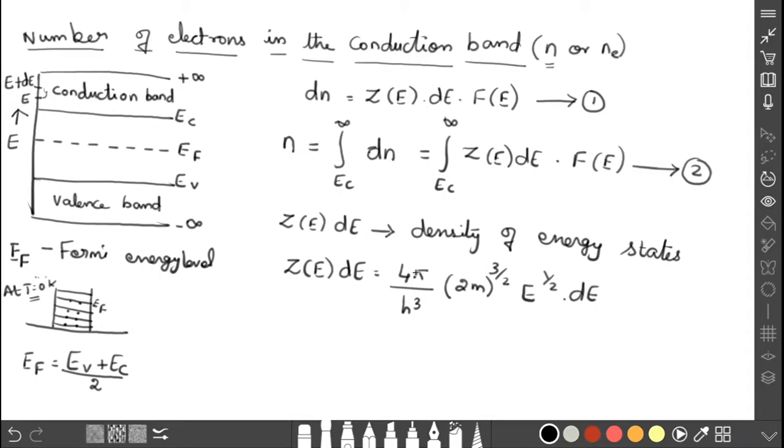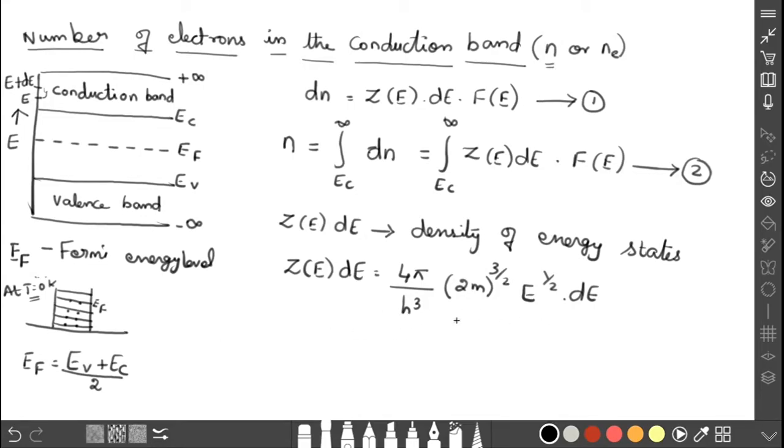So let us see all the terms in this expression. 4 is a numerical number, pi is a constant, h is Planck's constant, again 2 is a numerical number, m is the mass of the electron, and E is the energy of the electron, that too the kinetic energy of the electron, and D is the derivative term.